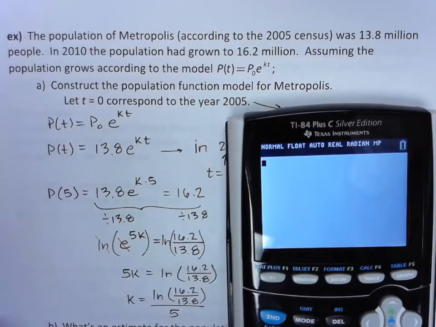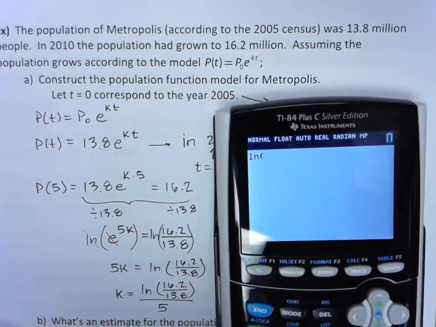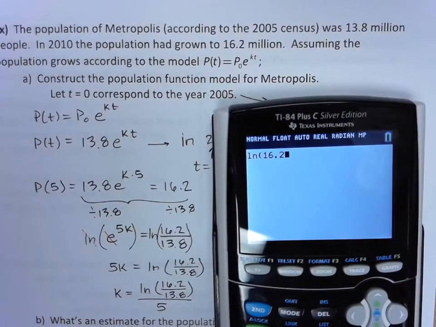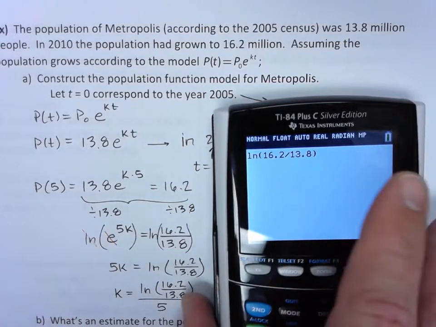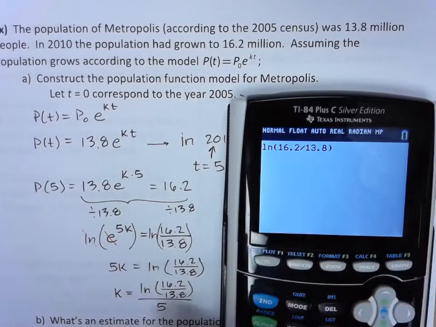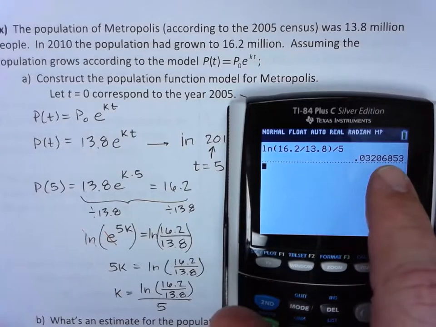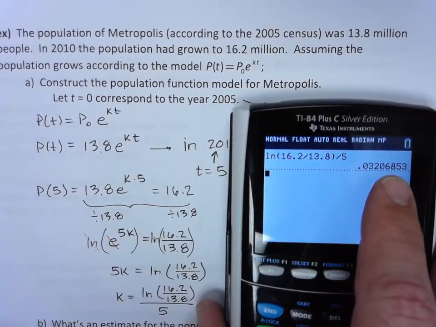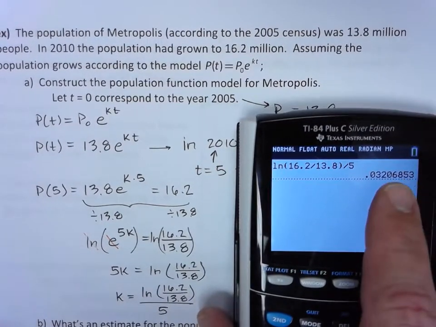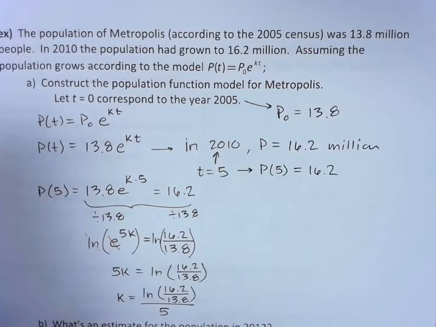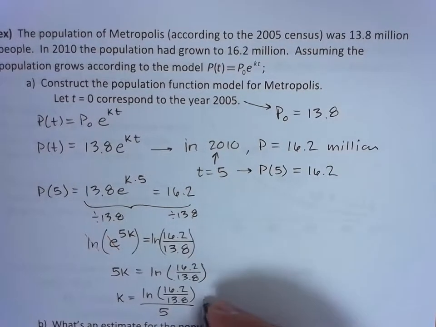So according to this, I need the natural log of 16.2 divided by 13.8. Close off the log's argument, because now you need to divide the entire logarithm by 5. So this represents an approximation of our k value. Now, a good idea is to use maybe 4 or 5 digits for k. So I'm going to round it to 5 digits after the decimal.